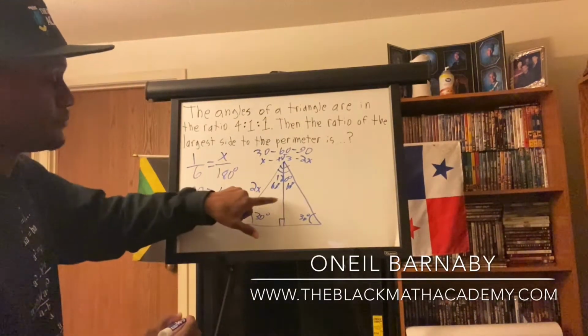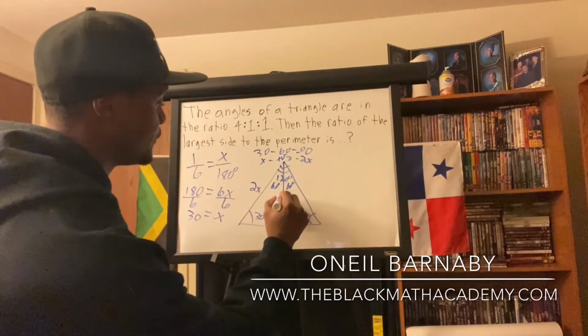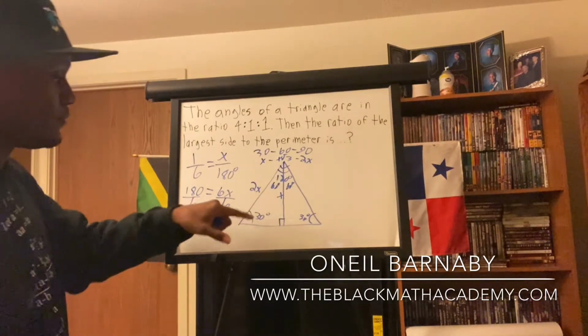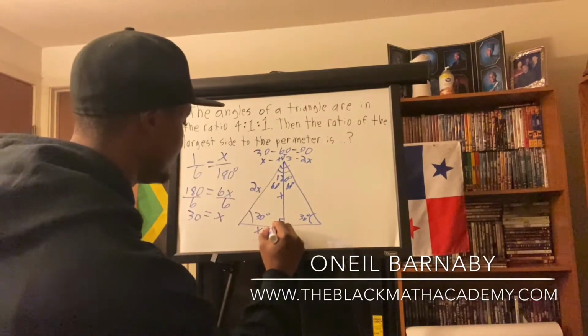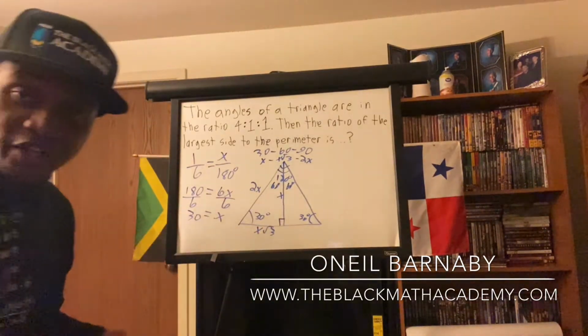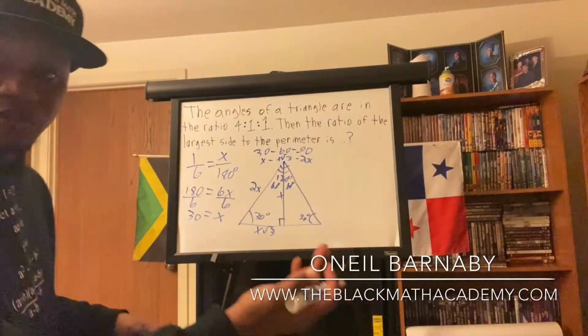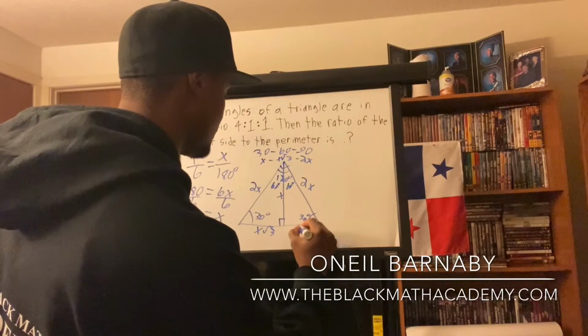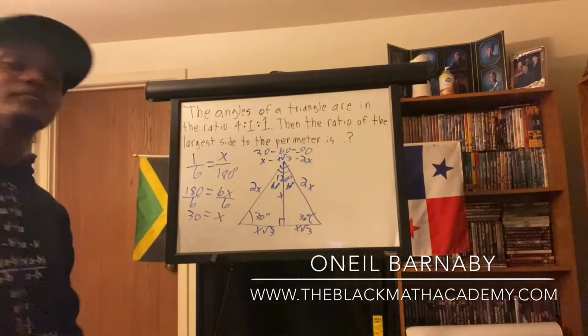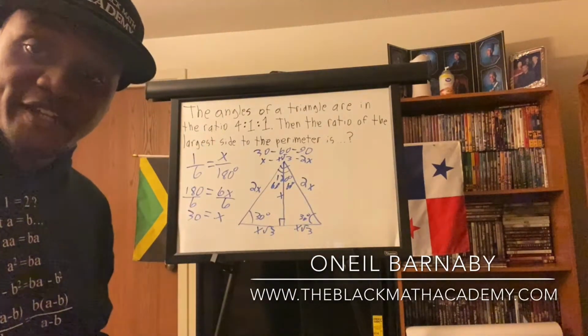Across from 30 is x. That's the height of the triangle. And across from the 60 is x root 3. So that goes down here, and those values are also repeated on the other side of the big triangle as well. So this is 2x. This is x root 3. So now we have the sides of the triangle.